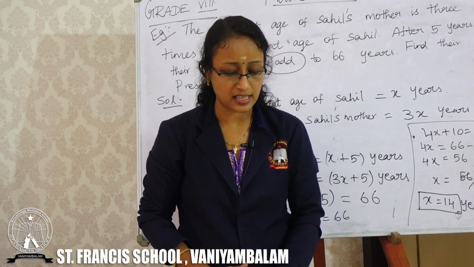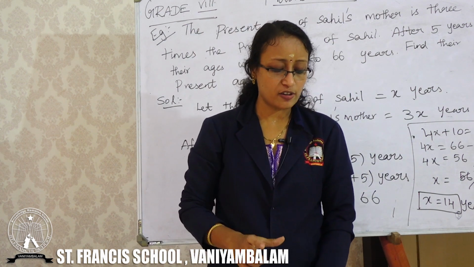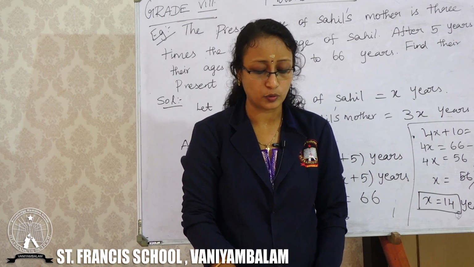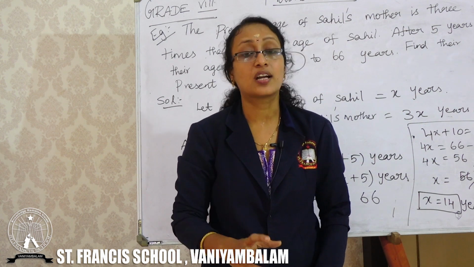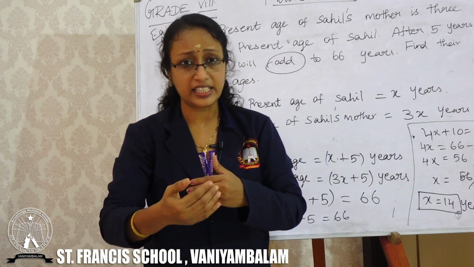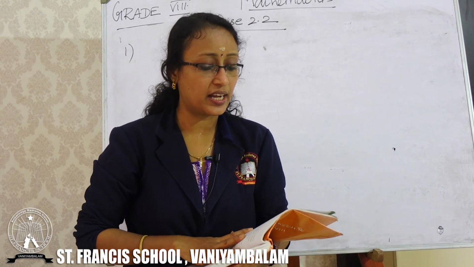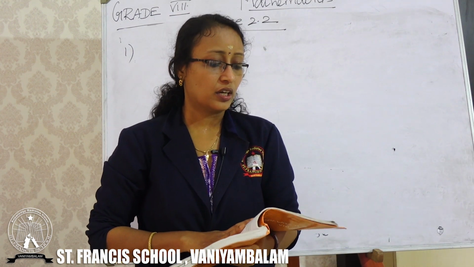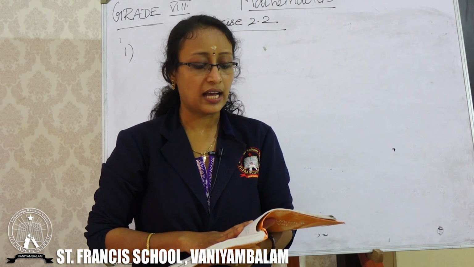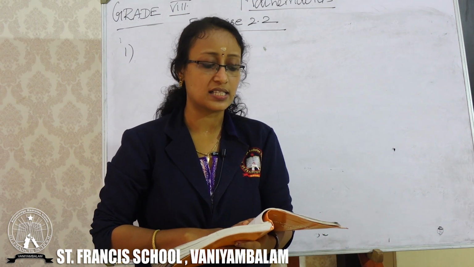Next, exercise number 2.2. First problem: if you subtract half from a number and multiply the result by 1 by 2, you get 1 by 8. What is the number? So how will you do this? I'll explain. I'll tell you how to get the equation from the statement. So page number 28, exercise 2.2. First problem: if you subtract half from a number and multiply the result by 1 by 2, you get 1 by 8. So what is the number?